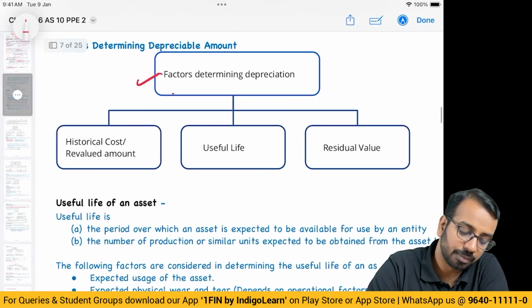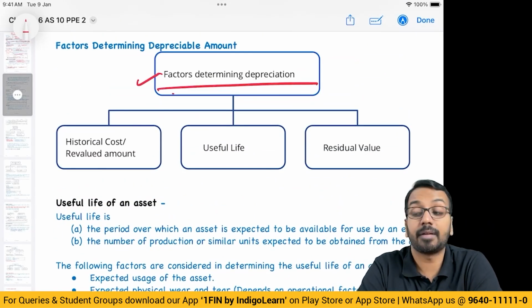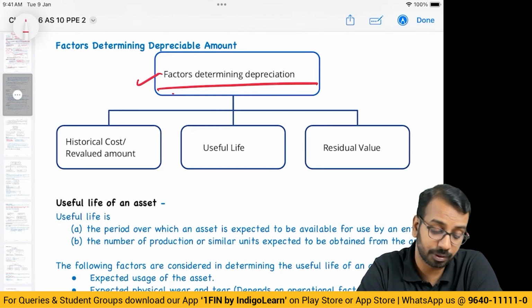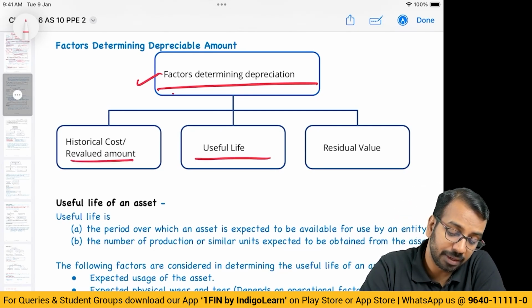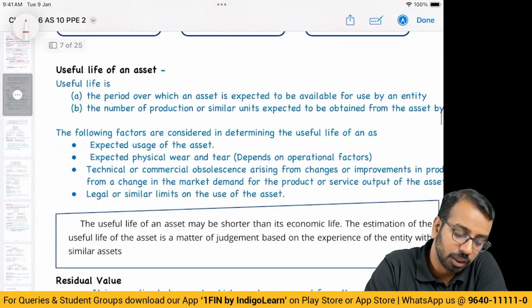This is important for MCQ. Which factors determine the depreciation method used? The cost, the life, and the residual value. Okay. Useful life of an asset.